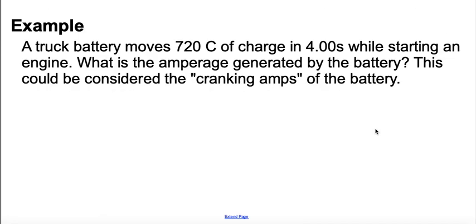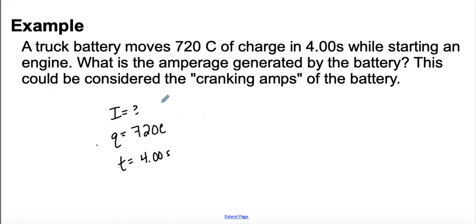Alright, so one more problem here. So we have a truck. The battery in the truck moves 720 coulombs of charge in 4 seconds while starting an engine. What's the amperage generated by the battery? And this could be considered the cranking amps of the battery after we find it. So let's write what we have down. We don't know our amps. That's what we're looking for, cranking amps, right? We have our coulombs of charge, which is 720 coulombs, and we have our time, which is 4.00 seconds.